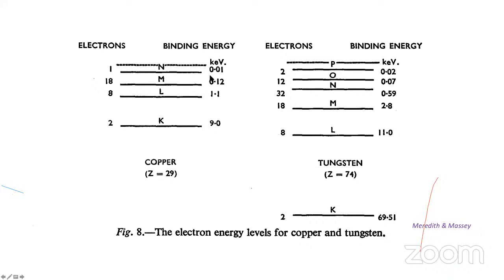And as you go up in the M shell, the binding energy is very little, and the same. But it shows that the binding energy depends upon which shell it is and what the atomic number is. Because in a high atomic number, the nucleus will be bigger. It will have as many protons, and there will be a much stronger force.